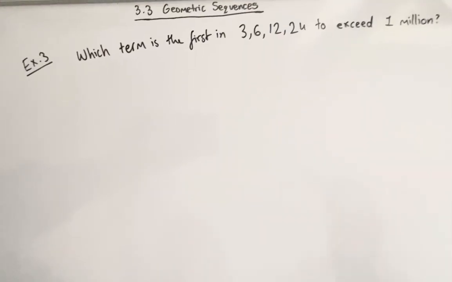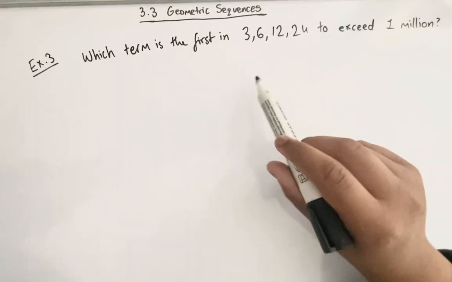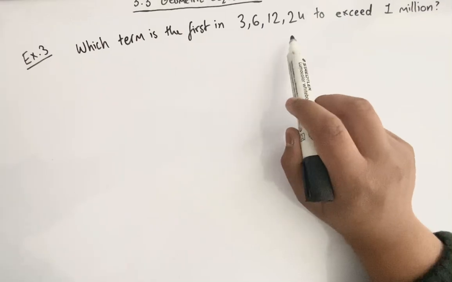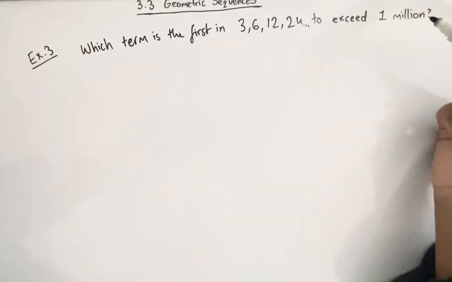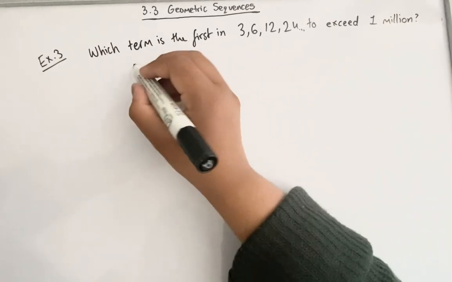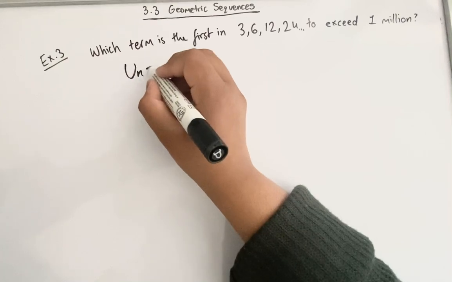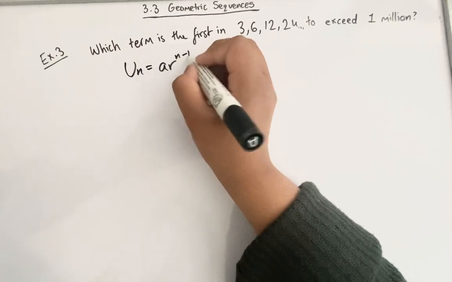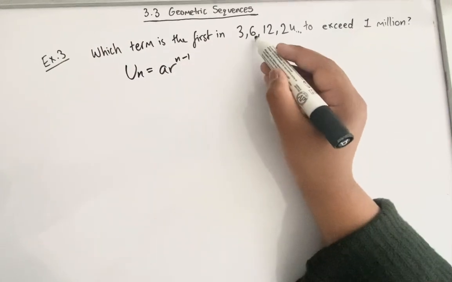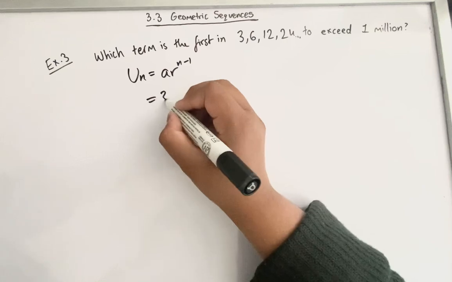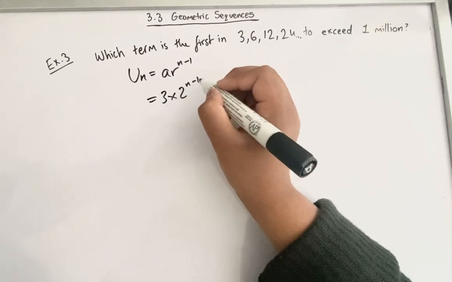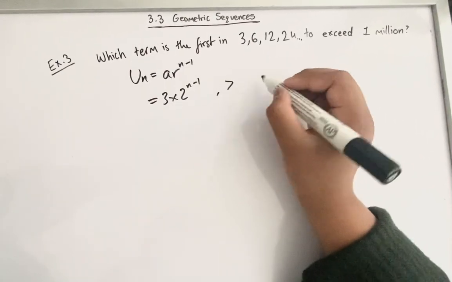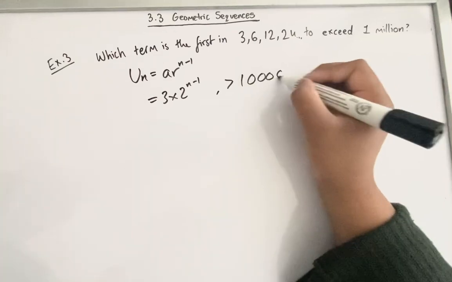Let's do one last example. Which term is the first in the sequence 3, 6, 12, 24, etc. to exceed 1 million? Let's write the generic formula, AR to the n minus 1. We have A equals 3, and we can see the common ratio is 2, so it's 3 times 2 to the n minus 1. We want this to be bigger than 1 million.